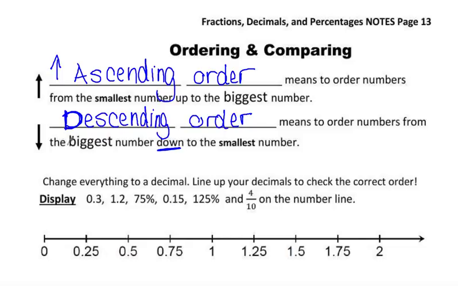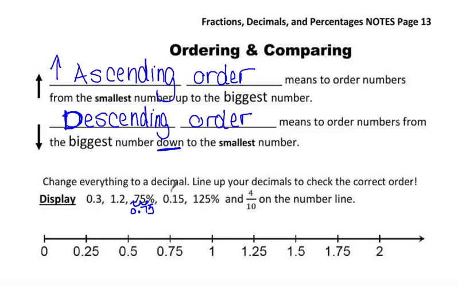So if we look at the first decimal, we have 0.3, that's a decimal. We have 1.2, that's a decimal. 75% is not a decimal. I need to move the decimal point. It's here behind because it's a whole number, and I'm going to move it 2 away from the percent sign. So I'm left with 0.75.